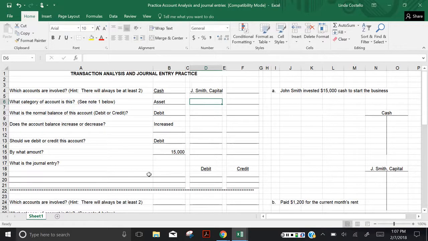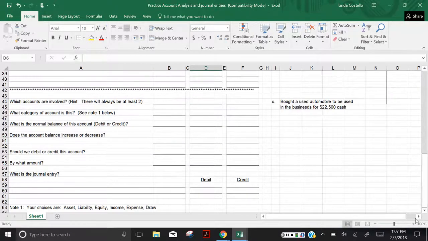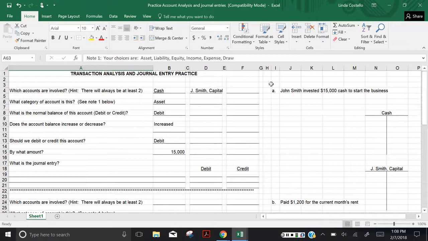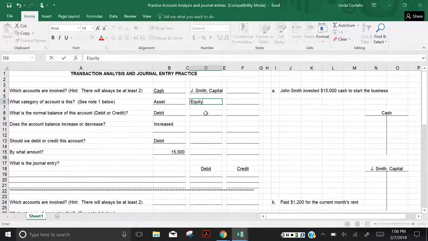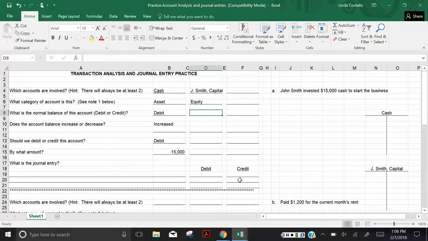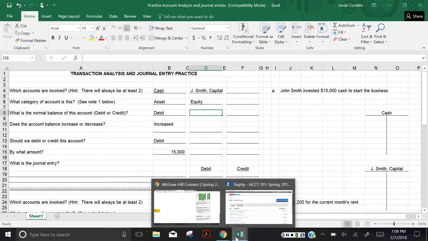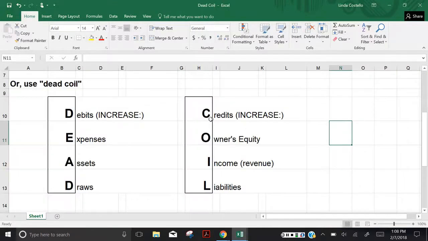Now that we've finished the analysis with cash, let's do the same analysis with J. Smith Capital. What kind of a category of an account is capital? Well, go down here. It's not an asset, it's not liability, it's not income, expense, or draw. It is an equity account. What's the normal balance in equity? Hopefully you remember by now that it's got a normal credit balance, but let's confirm that by looking at DEAD CLIC. Owner's equity has a normal credit balance.